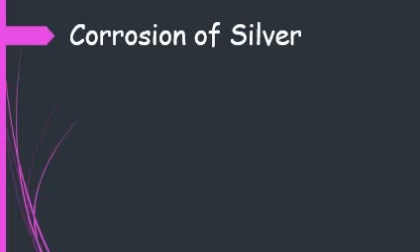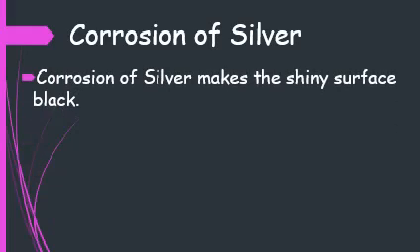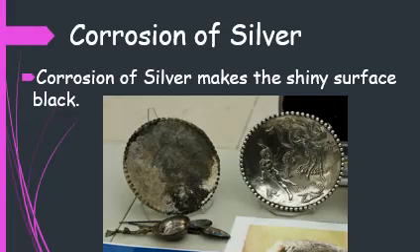Next is corrosion of silver. Silver also gets corroded. Corrosion of silver makes the shiny surface black. The first is the silver dish, which has a very shiny surface and is very beautiful. After corrosion, it looks like this. The surface becomes black and very dull, and we don't feel like using this plate again. So corrosion damages the materials which are made out of metals.